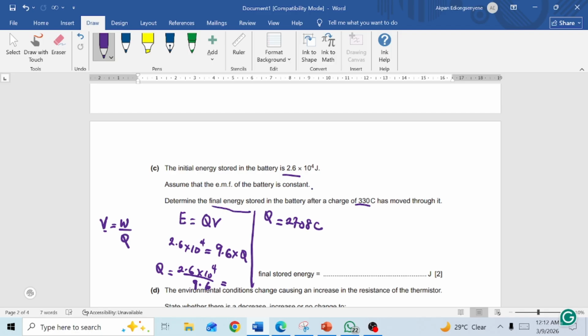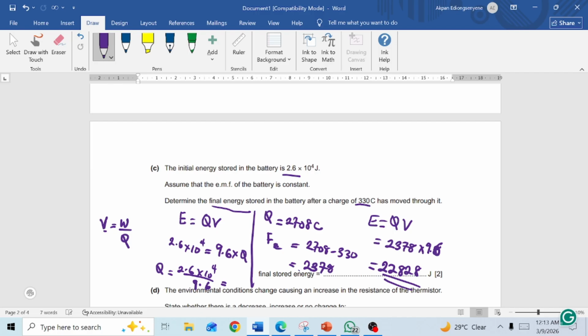Determine the final energy stored in the battery after a charge of 330 has been moved. For the final energy, you will first find the remaining charge by saying 2708 minus 330. That will give us 2378. Energy equal to QV, 2378 times 9.6, 22828. This will be the answer.